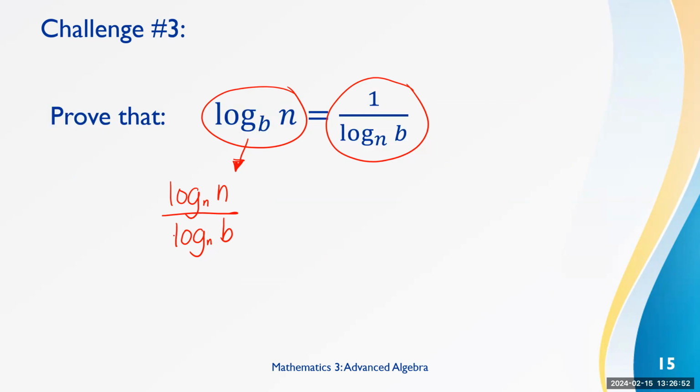So I can write this. If I use n as my base, my numerator becomes log base n of n, which is equal to 1. And for my denominator, that is log base n of b. So in fact, log base b of n can be written as 1 over log base n of b.